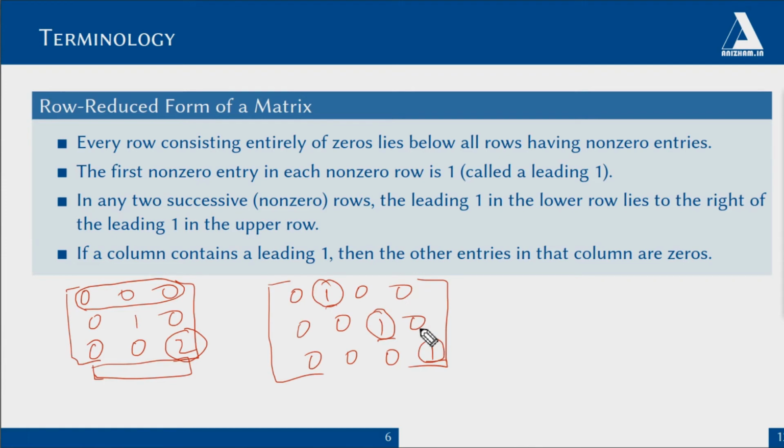And if a column contains a leading one, then all the other entries in that column are zeros. So here every element below this one is 0, and here also except this element everything is 0. Here also except this everything is 0. So this is the row reduced form of a matrix.